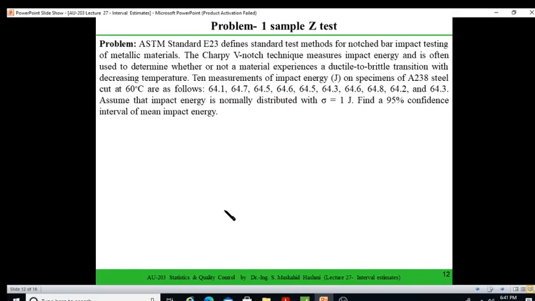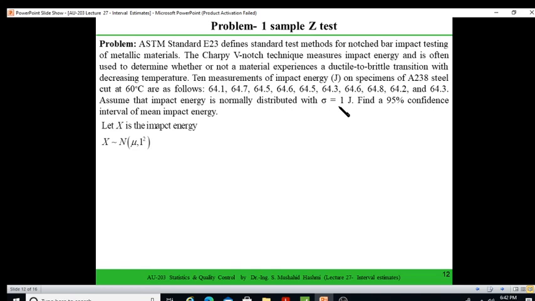Okay, let's see a problem we can solve with a one sample Z test. Let's say we have data given for 10 measurements in which the impact energy on a specimen is noted, and these 10 observations are the impact energy in joules. We know this sample is taken from a normal distribution with a known value of standard deviation, and we need to calculate a confidence interval for this mean impact energy.